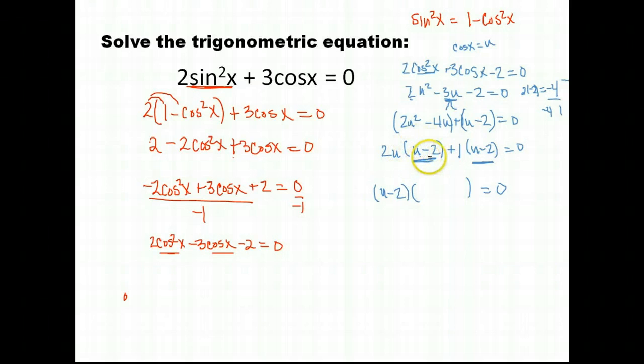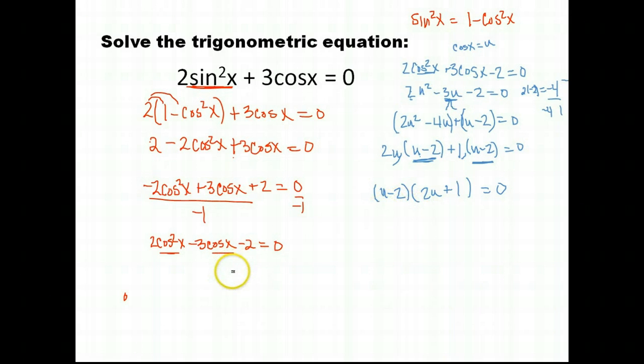So here when I took out the u minus 2, I had a 2u left. And here when I took out the u minus 2, I had a plus 1. Okay? So I don't know if that's how you learned to factor when there was a number in front. Maybe not. But it is a way that you can do it every time, and it doesn't require guessing and checking. Okay? All right. So there are my two factors.